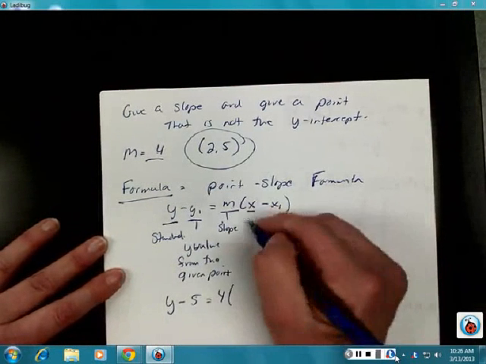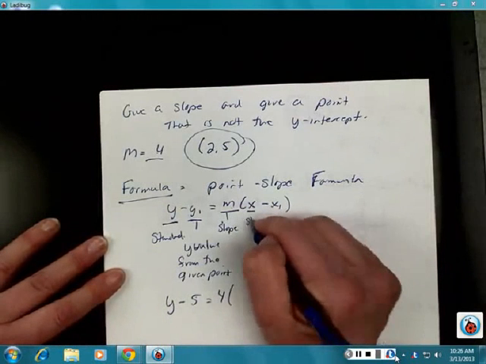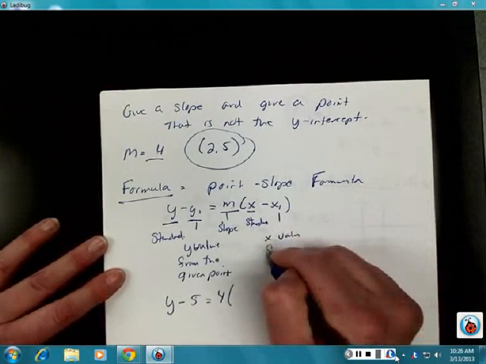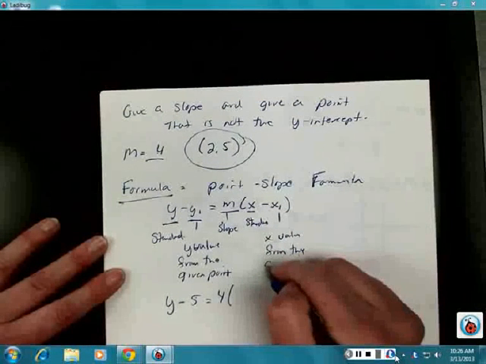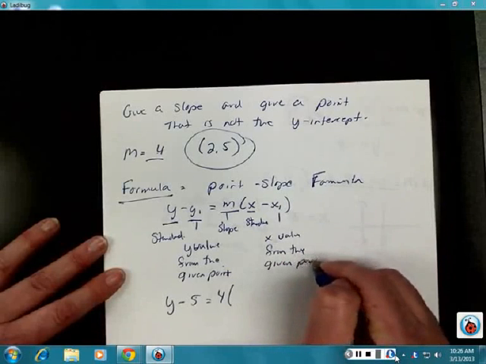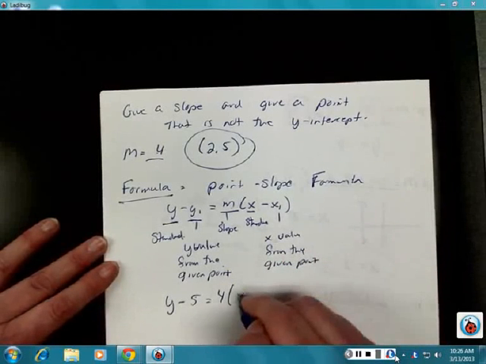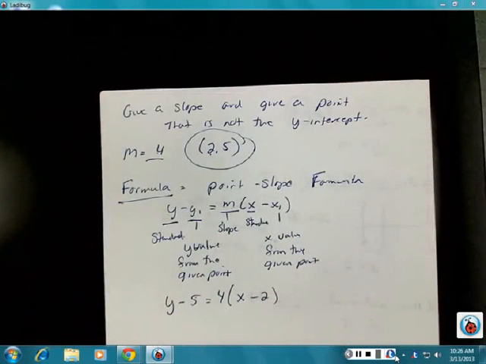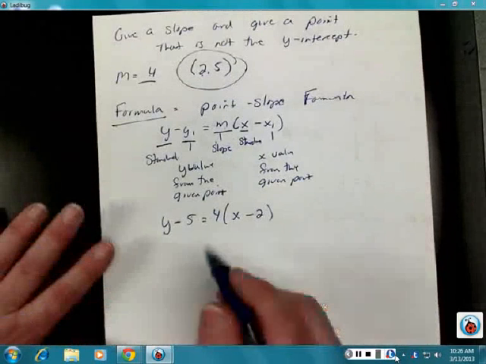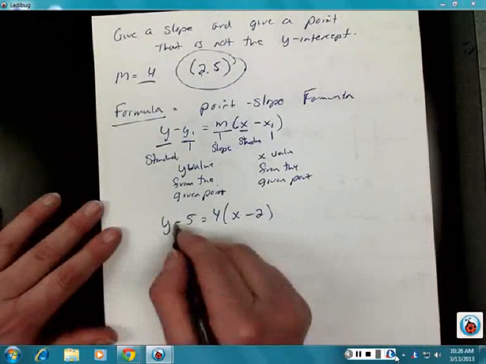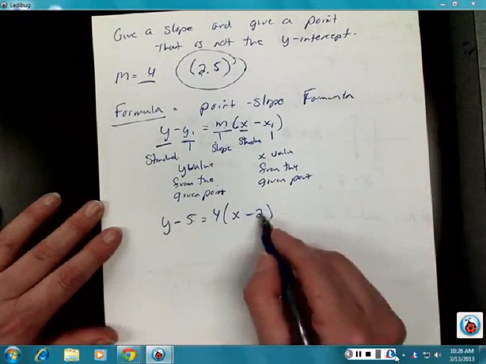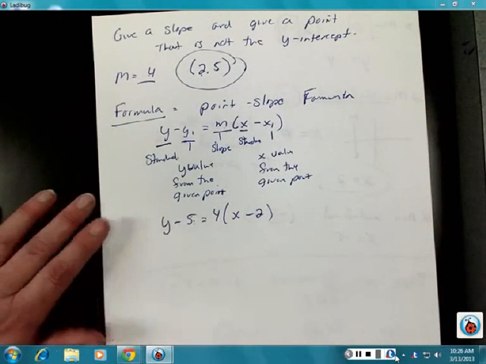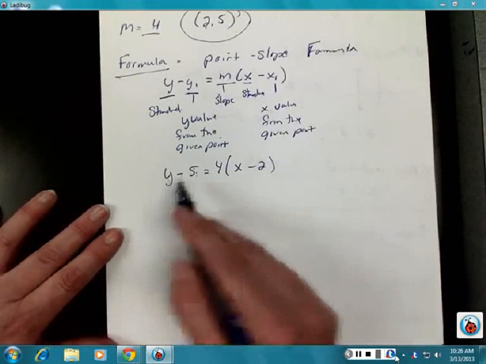This x is standard, so it doesn't change. And this is the x value from the given point. So this is x minus 2. So then I need to go through and solve this. If you pay attention to where stuff was put in here, notice it's always a minus here and always a minus there. So whatever you're putting in place of these, you're going to put a minus because that's my formula. So now all I need to do is solve for y.